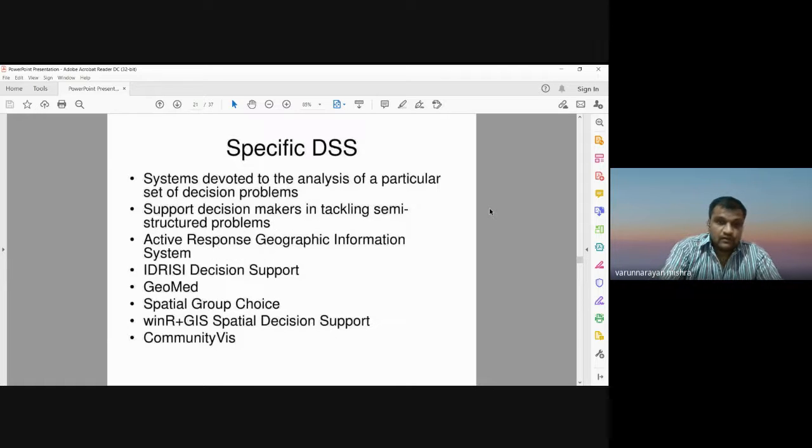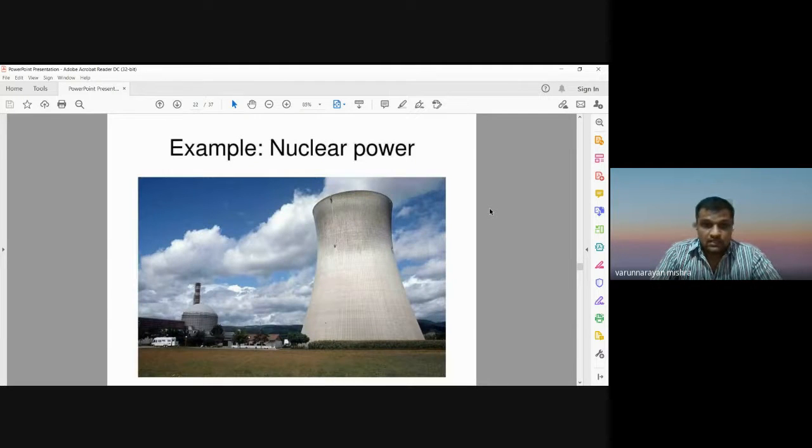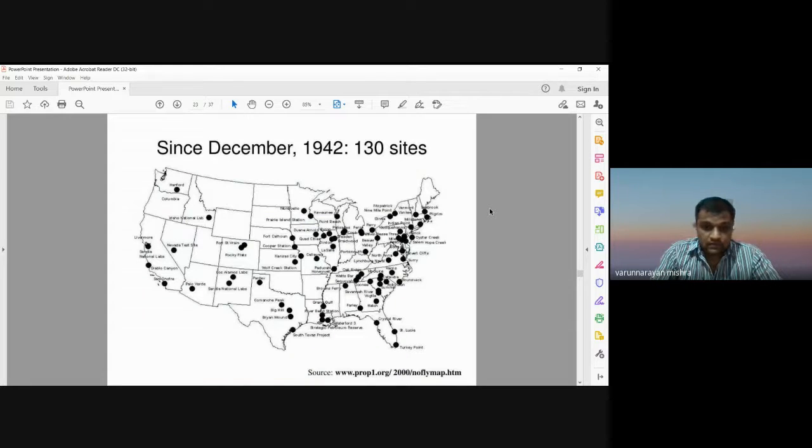Okay, a specific DSS is devoted to the analysis of a particular set of decision problems, and it can support decision makers in tackling semi-structured problems. It is an active response of geographical information systems. Idrisi also has decision support, GeoMade, and there are some spatial group choices and communities that can have a specific decision support system.